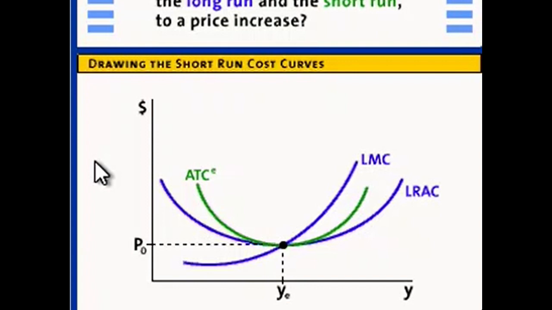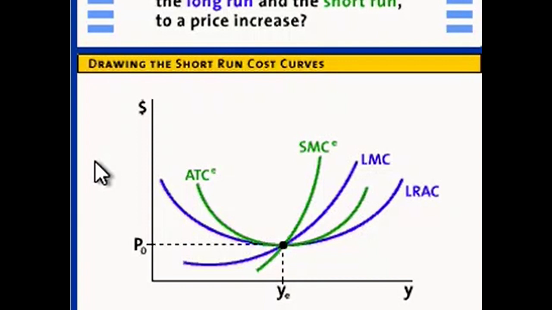Well, I've got two more questions to answer before I feel like this diagram really makes sense. The first one is, why can you be sure that the green average total cost curve is everywhere above the blue long-run average cost curve? Why is the average total cost in the short run always higher than the long-run average cost?